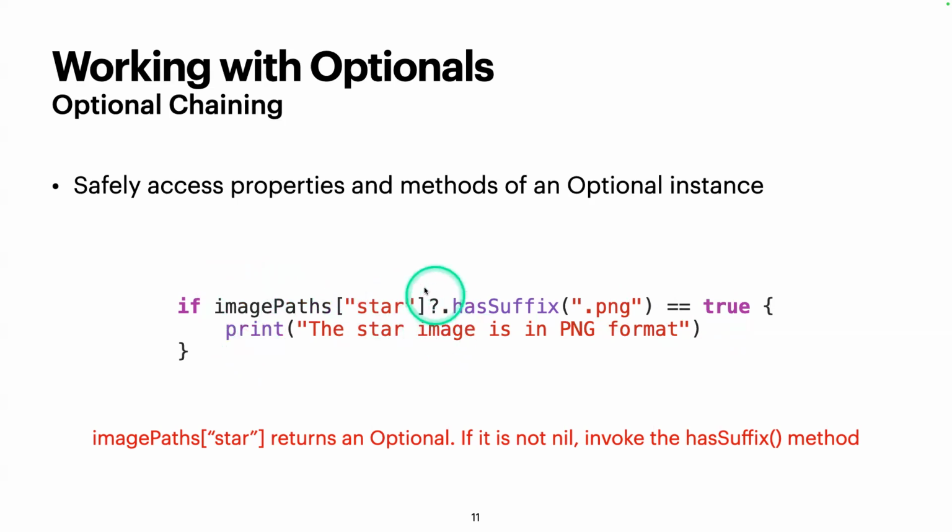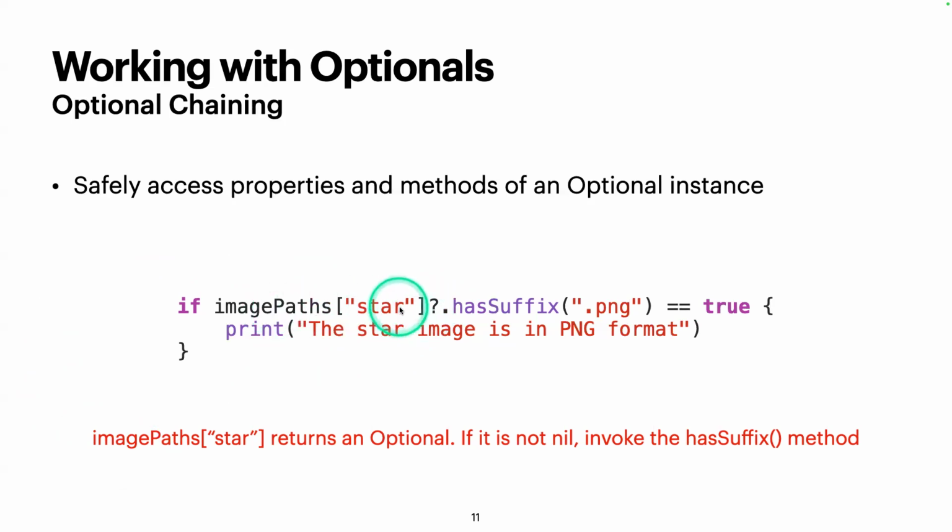Now, since this returns an optional data type, I cannot immediately use has suffix on it because it could be nil, right? So if it's nil, the whole program will just crash. So in order to safely access its return value, I need to optionally chain it with this question mark after it. So what this is saying is that, okay, try to access the value of image path star. If it is nil, we basically abort and just get out of this if statement.